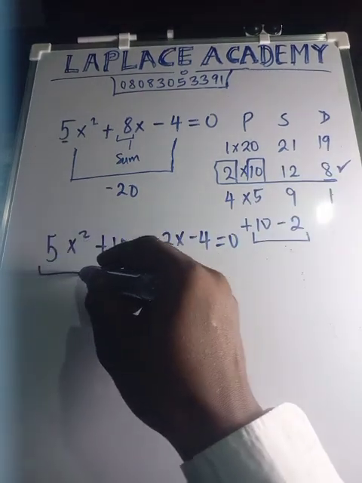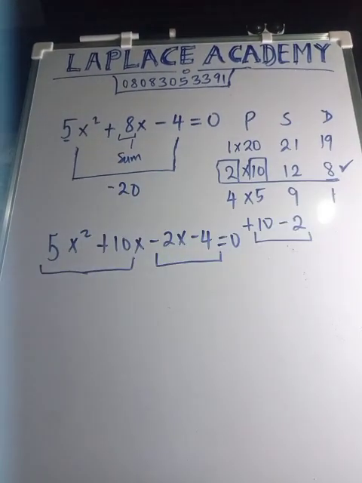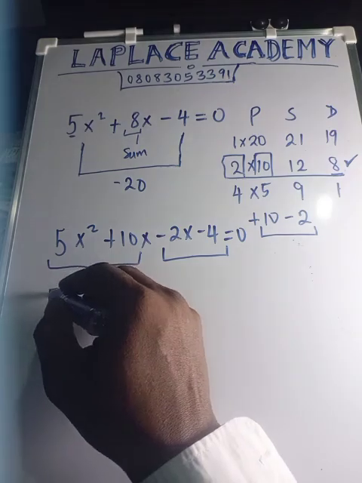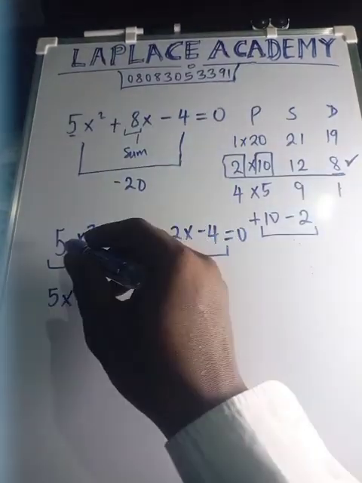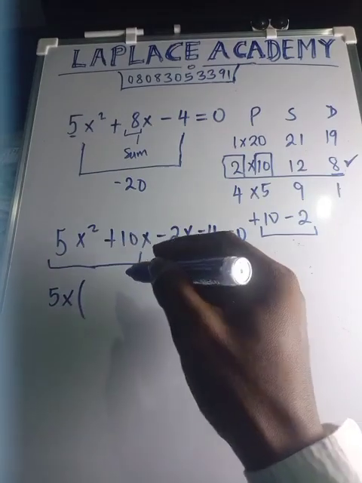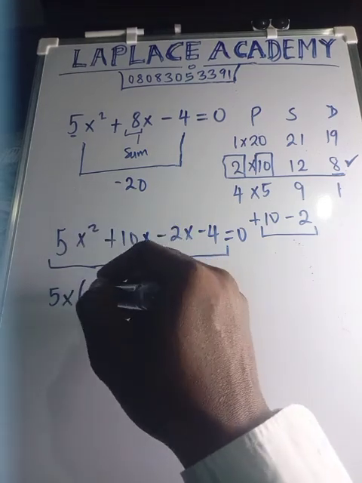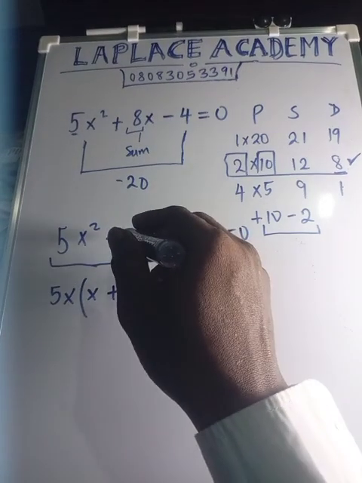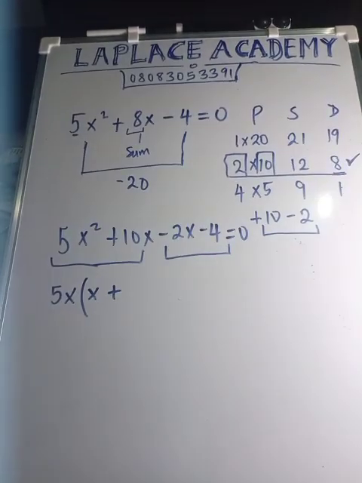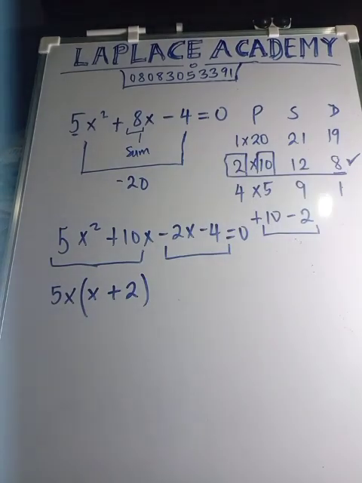So now I take it 2, 2. This, then this. What is common here? We have 5 is common. x is also common. Then I can say 5x squared divided by 5x. 5 will cancel out 5. 1x will cancel out. So it remains x raised to the power 1, plus 10x divided by 5x. 10 divided by 5, we get 2. x will cancel out. Then we'll go to the next pair.